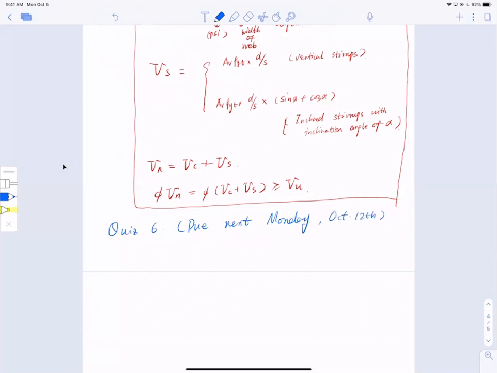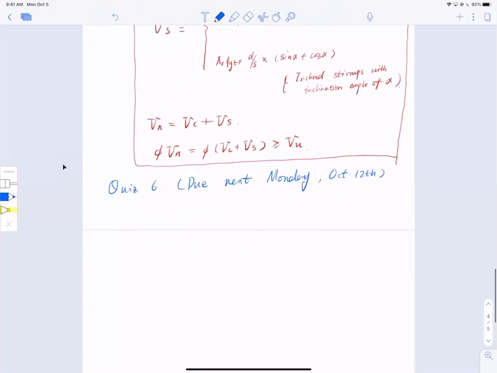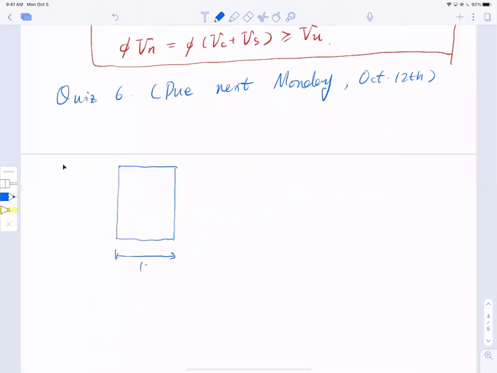So what's the quiz about? I'll give you a section. Let me just draw it down here. I have a width of the section equal to 12 inches, height of the section h equal to 22 inches. And my bars are 2 number 9 bars with number 5 stirrups. These are hanger bars, so ignore the compression reinforcement, and you probably don't need it anyway. So number 5 stirrups.